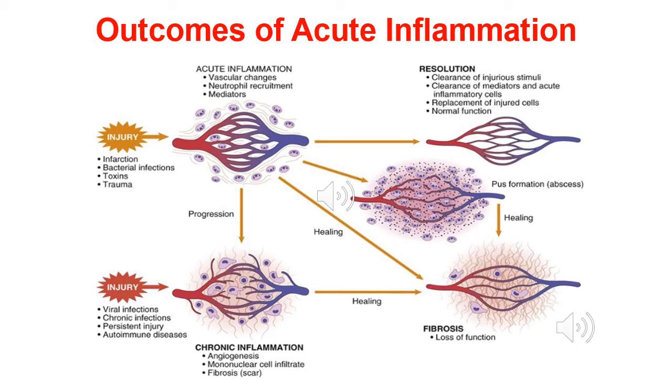Now, chronic inflammation, and this is an introduction to the next lectures about chronic inflammation, can start de novo by itself, meaning without starting as acute inflammation, as a result of viral infections or chronic infections or persistent injury or because of some autoimmune diseases, or it can result from progression of acute inflammation. Of course, what characterizes chronic inflammation is angiogenesis, which is proliferation of blood vessels, and mononuclear cell infiltrate, which are the histiocytes and macrophages, and eventually fibrosis. Now when we have chronic inflammation and healing, this most likely will heal by fibrosis and will lead to some loss of the function.